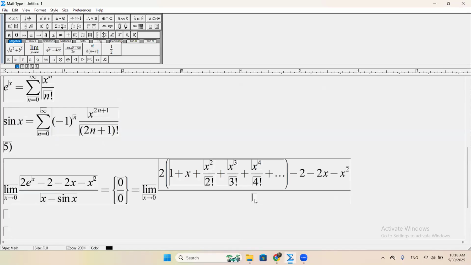And what about the denominator? x minus, substituting, I will receive x minus x cube over 3 factorial plus x to the power of 5 over 5 factorial minus x to the power of 7 over 7 factorial, and so on. So it's enough. And now let's expand the brackets.